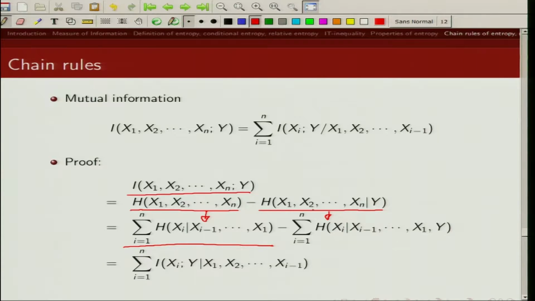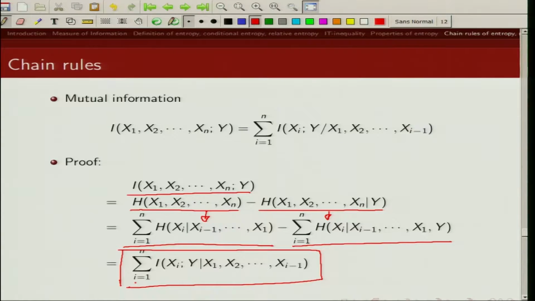Similarly, this joint entropy given y can also be written using the chain rule in terms of its conditional entropy. So if we combine this, we can see that this is nothing but the mutual information between xi and y given x1, x2, x3, up to xi minus 1.